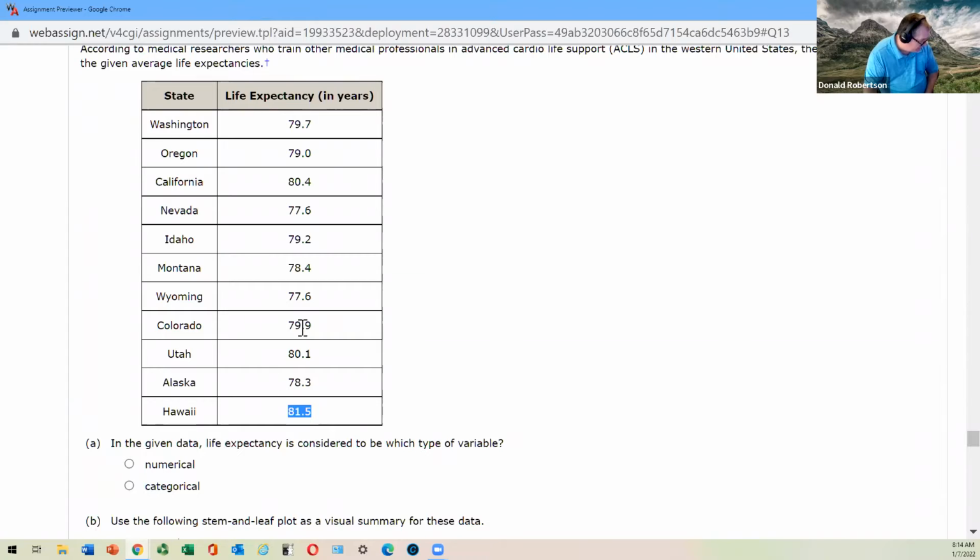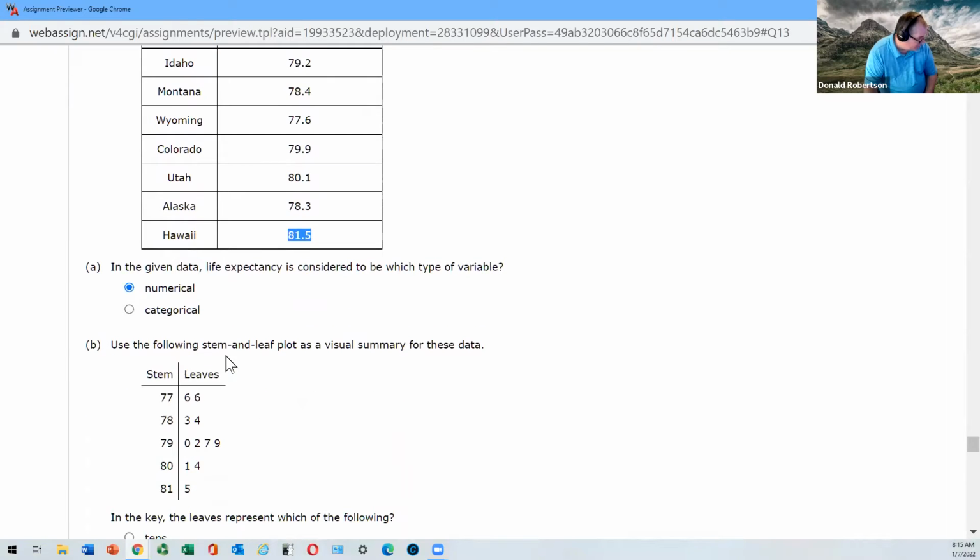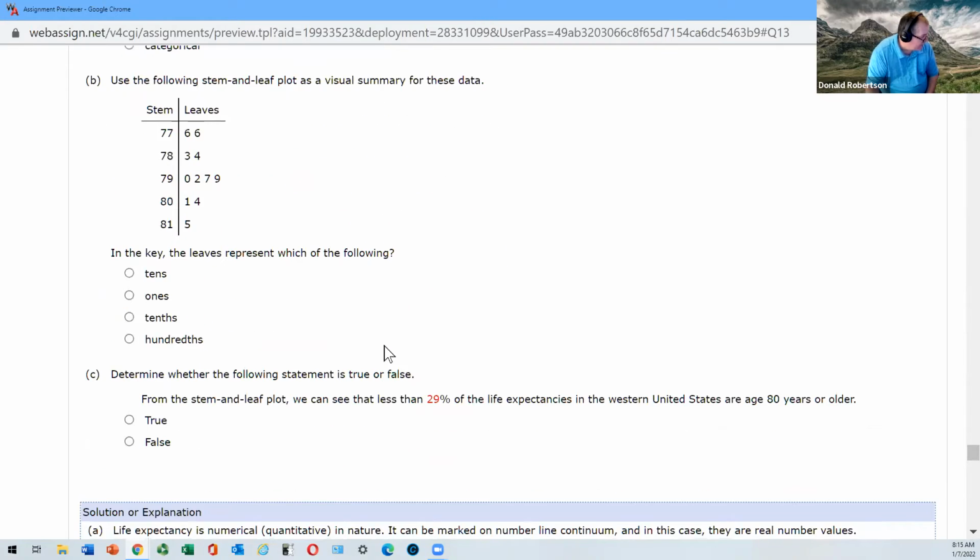Now, is this data about life expectancy? Oh God, I'm not going to insult you. Isn't that numerical? I mean, it's numbers. Now, use this stem and leaf plot. So it's been created. You see, this is a stem and leaf. Now, the stem is 77, 78, 79, 80, 81, and the leaves are these little guys here. Now, in this key, what number does that 6 there represent? Tenths. And it would represent 77.6, right? We all agree on that?